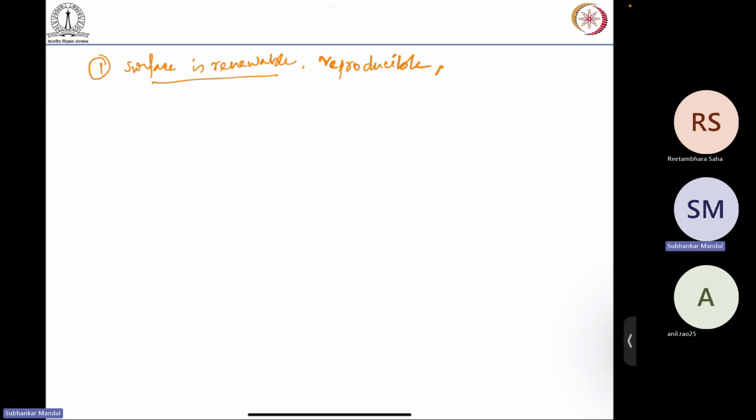And as it is a liquid, the surface is smooth, because whatever electrochemical process or theory has been developed, that is developed for a smooth surface. Okay, so the surface is smooth. So that is one advantage of using the dropping mercury electrode. And the second advantage is that it can form the amalgam.